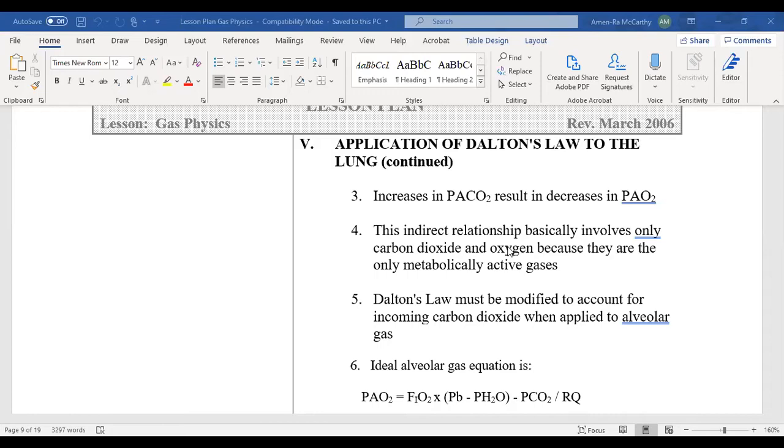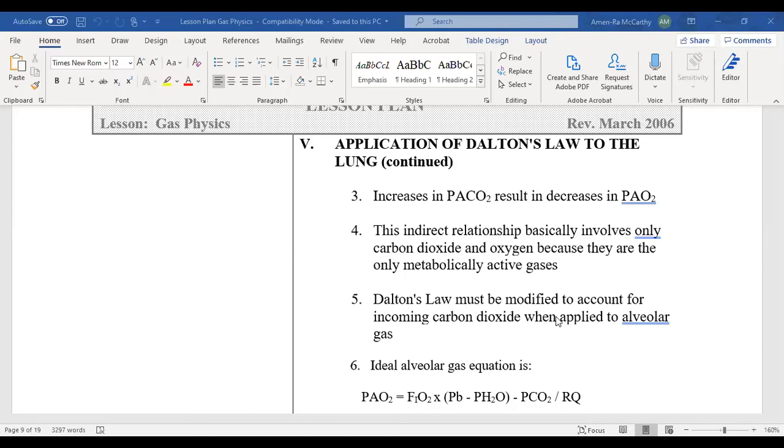So those are the two metabolically active gases. That means oxygen is always being burned and CO2 is always being produced. That's what is meant by metabolically active gases. So that's why we're focusing on just those two, because nitrogen is in there too, right? But we're not looking at nitrogen, because nitrogen has one job, and that is to keep the alveoli open. Okay. All right.